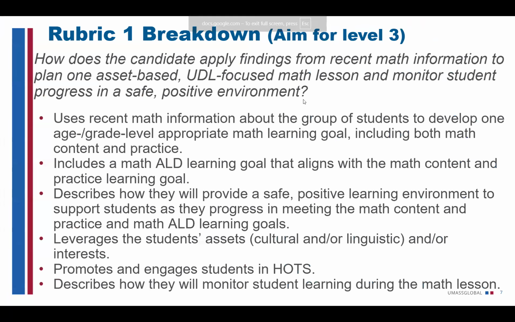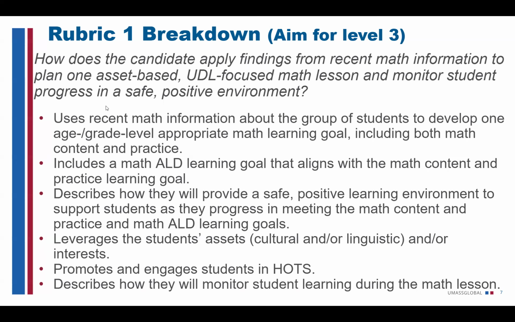So let's take a look at what rubric 1 wants you to do. And again, we're aiming for level 3 on all of our rubrics. So rubric 1 wants to know how you apply findings from recent math information to plan your asset-based UDL-focused lesson plan. And how are you going to leverage that, monitor your students' progress in a safe, positive environment? So these bullet points are called constructs. These are the points in the rubric that are going to be evaluated.